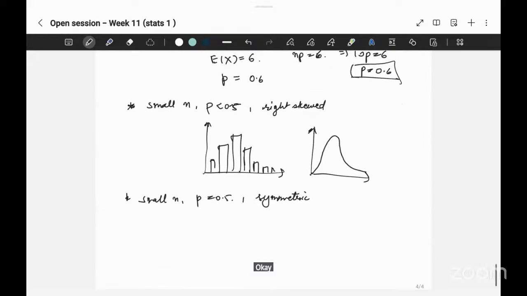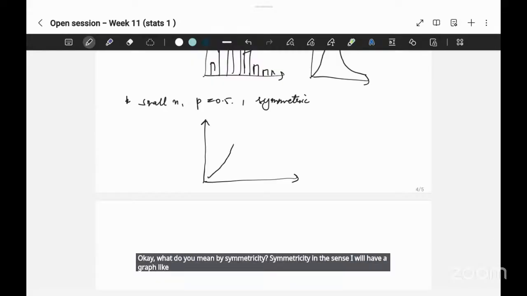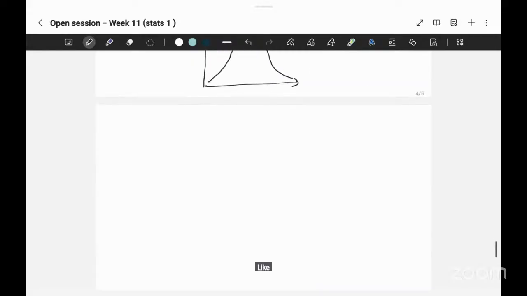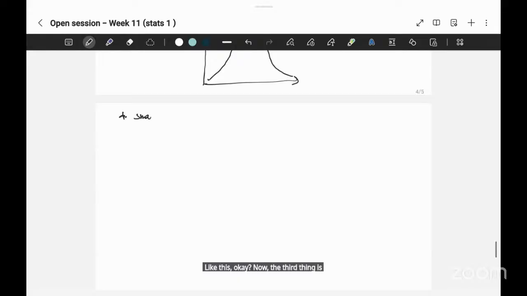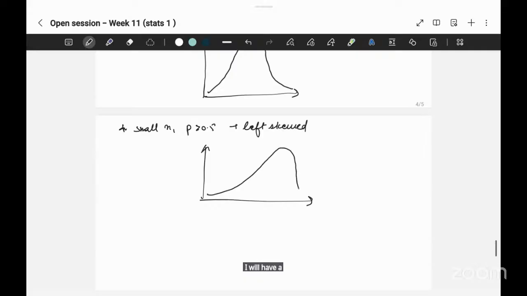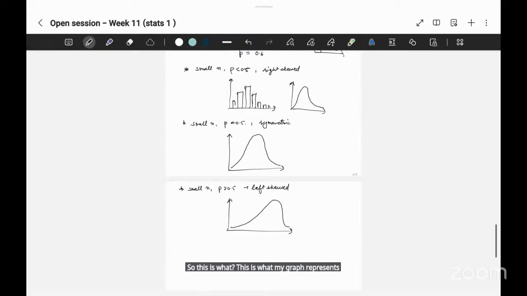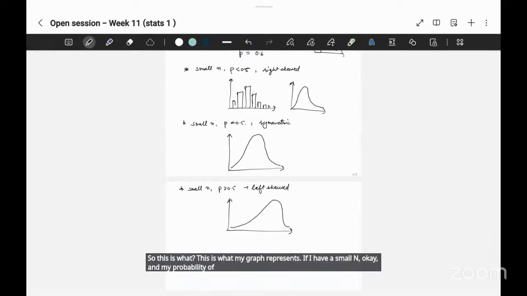What do you mean by symmetricity? Symmetricity in the sense I will have a graph like this. Now the third thing is, if I have a small n and my p is greater than 0.5, I say I get a left skewed graph. That means I will have a graph like this. So this is what my graph represents. If I have a small n and my probability of success is less than 0.5, I say I have a right skewed graph. Do you guys know what is right skewed, symmetric, or left skewed?